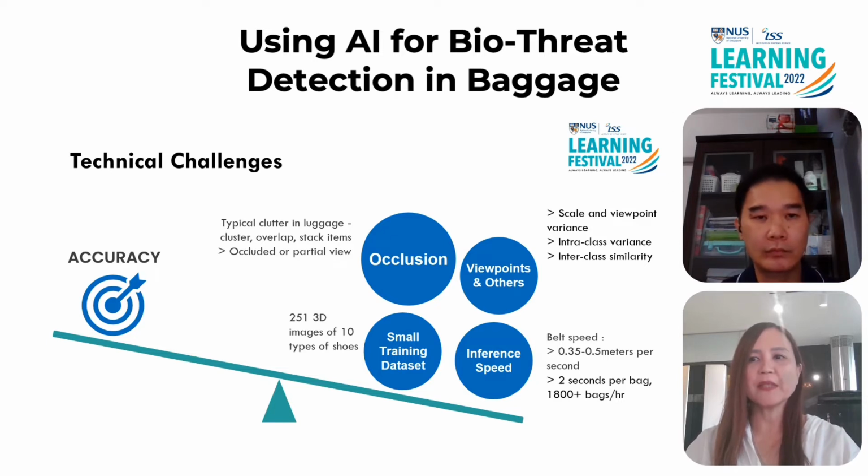A lot of academic studies have proposed very high performance models, which simply cannot be implemented in real time with these kinds of requirements. So if you look at it, the accuracy has to be balanced with all these technical challenges, particularly the inference speed.